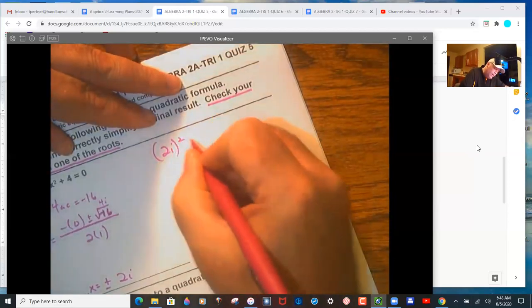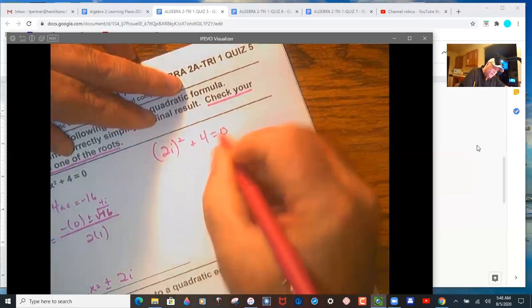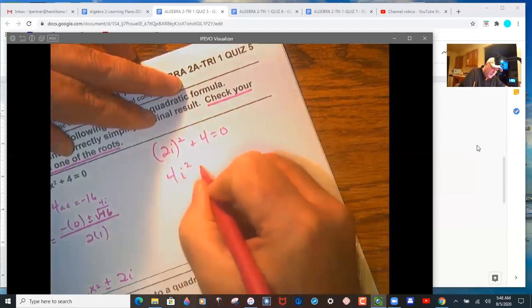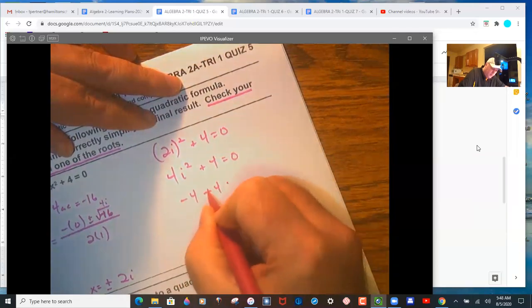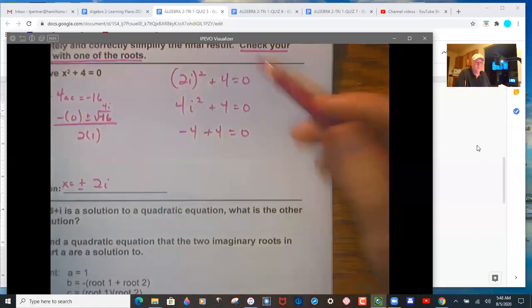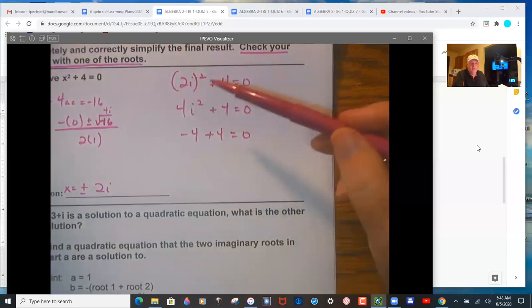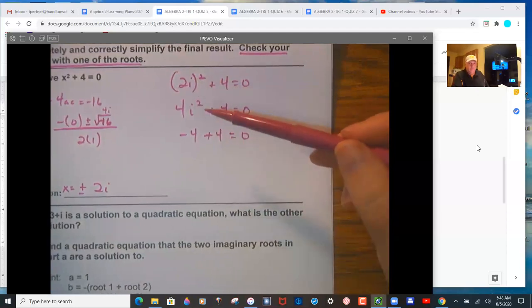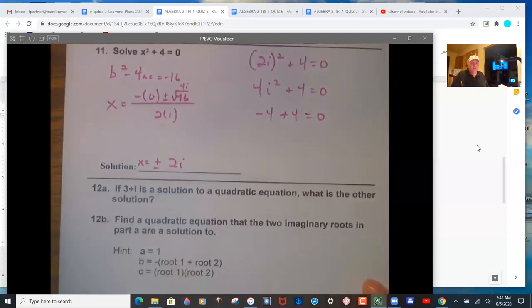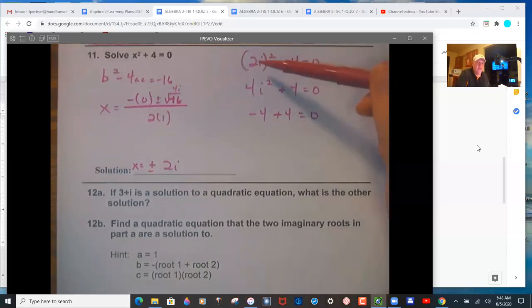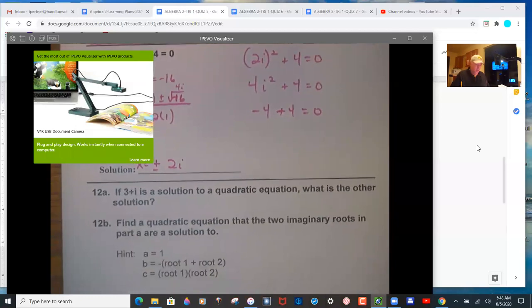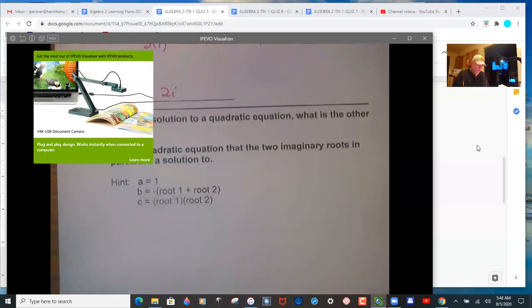So check your answer using one of the roots. I'm going to take 2i and do this. So this is 4i squared plus 4. This is the line I would need to see, plus 4. So 2 squared and i squared. 4i squared. Remember that i squared is negative 1. You could also put in negative 2i here and square that and get it.